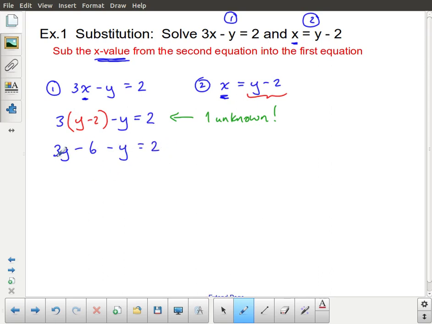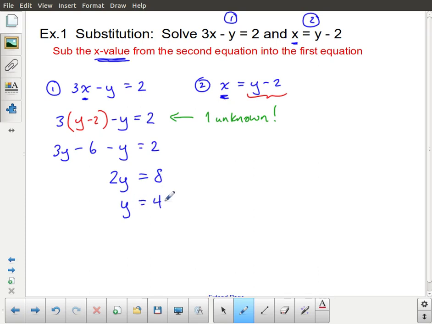We're going to gather together our like terms. So on the left side, I'm going to have my 3y minus y. That gives me 2y. And I'm going to take this negative 6 over to the right side, which turns it into a positive 6. 2 plus 6 is equal to 8. Then I divide both sides by 2. And so 8 divided by 2 works out to be a whole number. That's y is equal to 4.